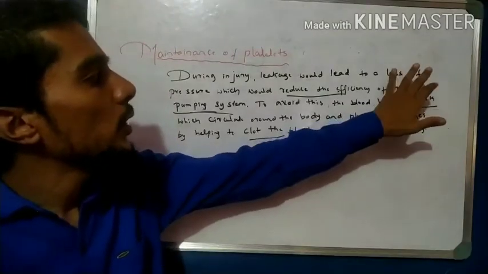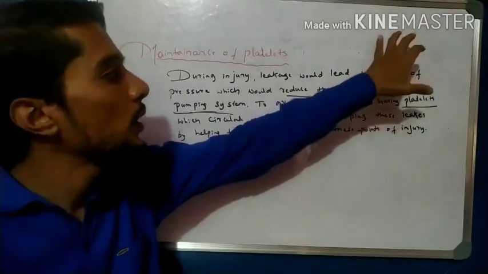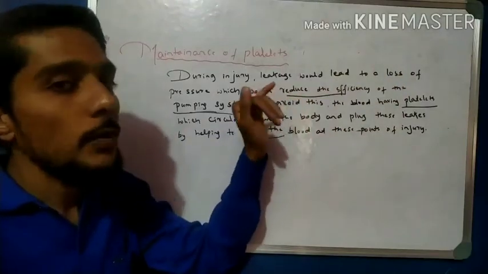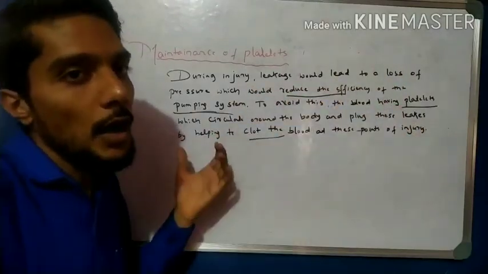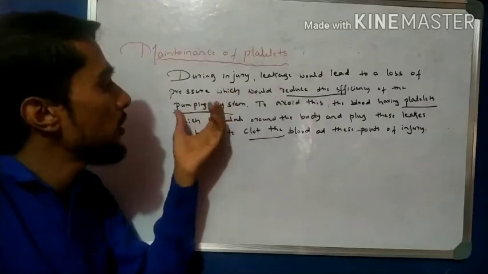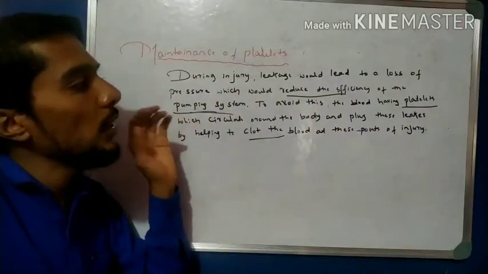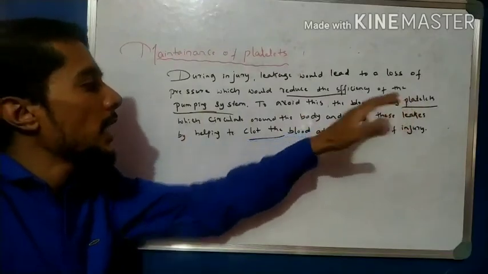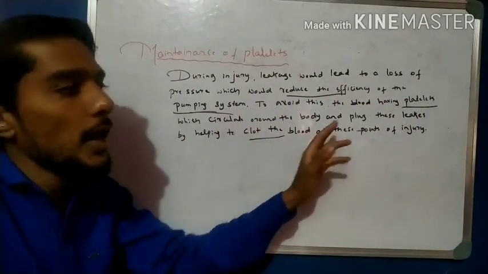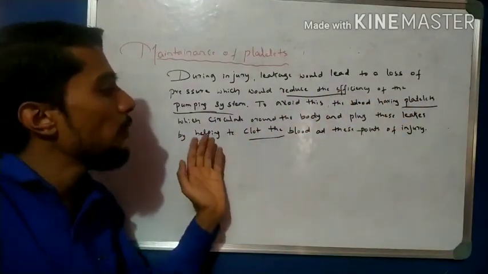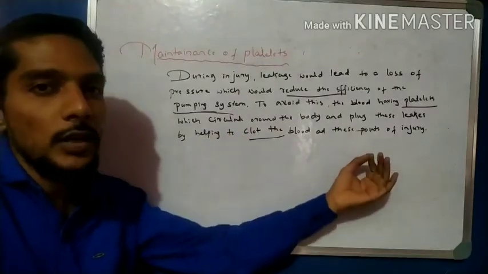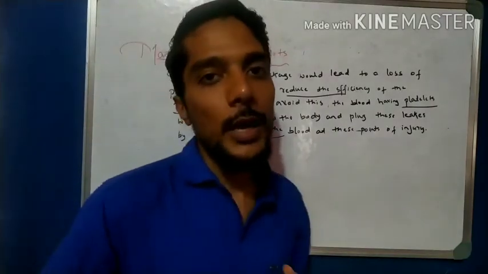During injury, we observe loss of blood, and that loss reduces the efficiency of the heart, the pumping system. So to avoid this insufficiency, we require platelets, and platelets circulate around the body and plug these leakages, helping the blood to clot at the points of injury. So this is about the platelets.